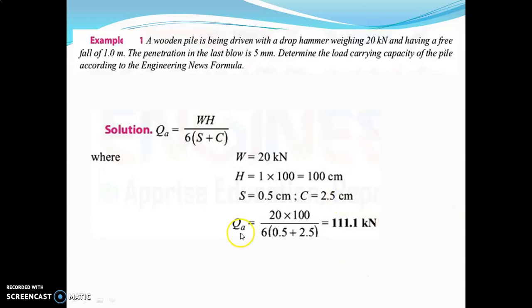Now substitute directly. Qa, or load carrying capacity of the pile, is equal to W, that is 20, into H, that is 100, divided by 6 into S, that is 0.5, plus 2.5. So we will get 111.1 kilonewton.